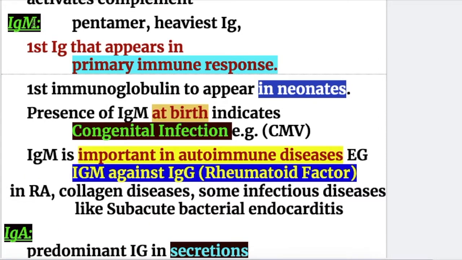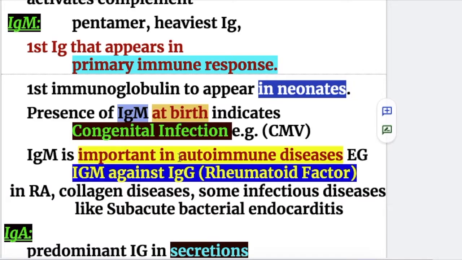Now IgM, immunoglobulin M is a pentamer and heaviest immunoglobulin. It is the first immunoglobulin that appears in primary immune response, and it is also the first immunoglobulin to appear in neonates. But the presence of IgM at birth indicates congenital infection, for example cytomegaloviral infection.